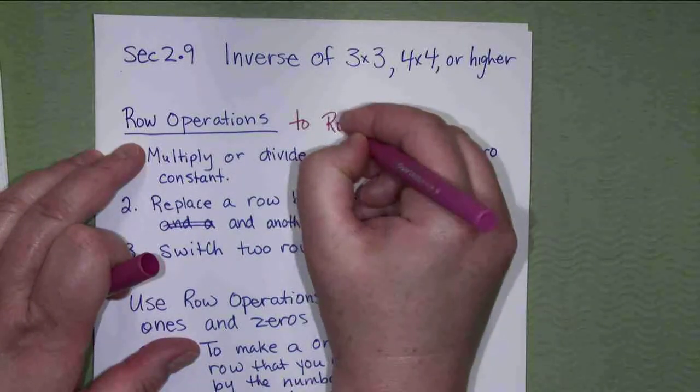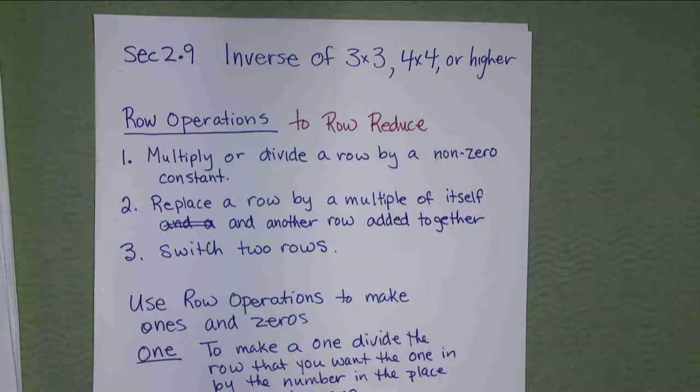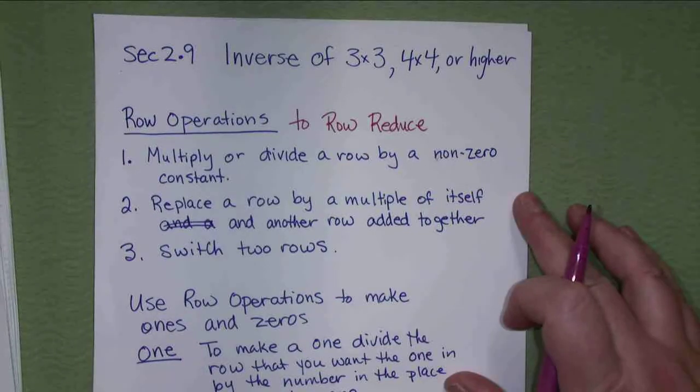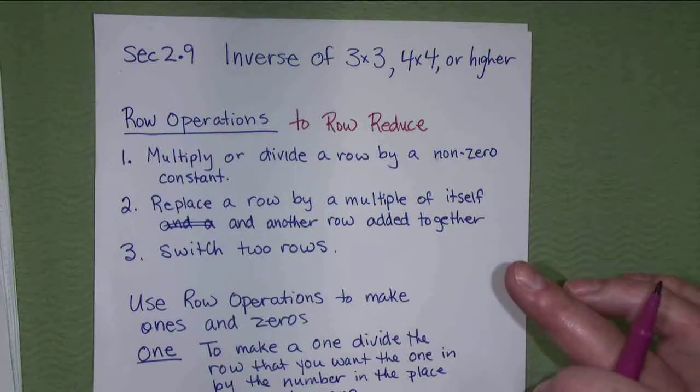So basically, we go through and change the rows so that they have ones and zeros in them. That's why I say down here, ones and zeros. And then we'll be able to read off our inverse. Okay, so there's a whole technique, and that's what we're going to do.